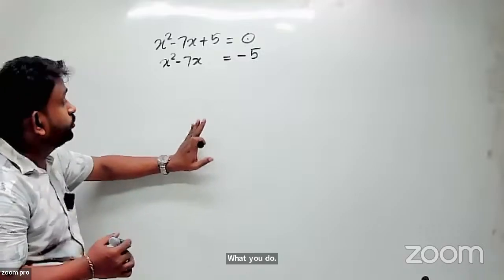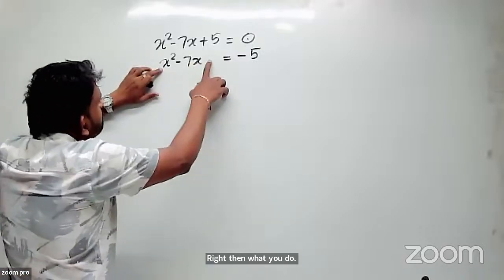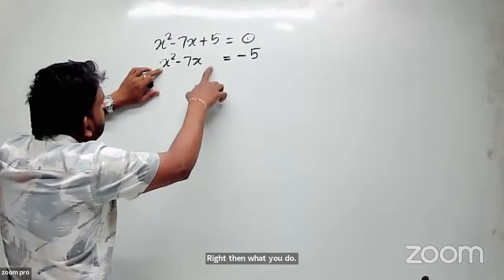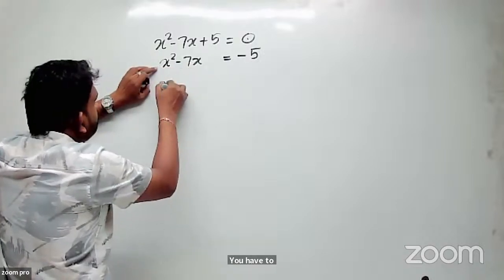Right. Then what you do, you have to add the constant that gives a perfect square of this expression. So how to do that one?